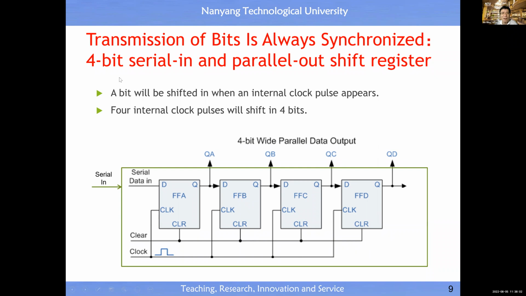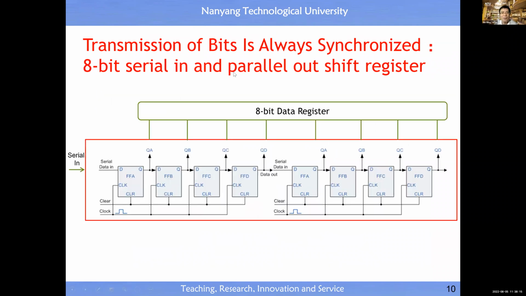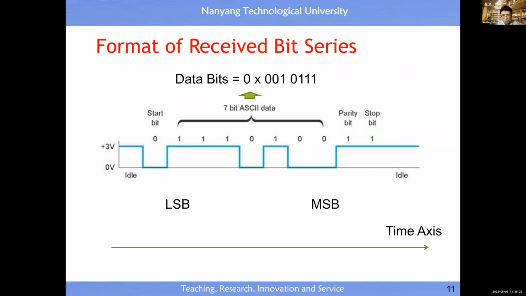So this is an example, 4-bit parallel in. So this is a serial in, and parallel out, because all these 4 bits can be read out in parallel. Here is one more example: 8-bit serial in, then 1 byte parallel output. So this is quite straightforward. Then how to synchronize the byte? So the software solution is always like this. This is an international convention. Now we add an extra bit to indicate the start of this byte.